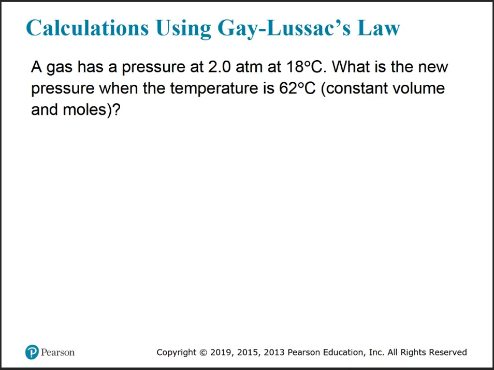Let's do a sample question. I want you guys to set up the whole question. So you have gas, the pressure is 2 atmospheres, and the temperature is 18 degrees Celsius. What is the new pressure when the temperature is 62 degrees Celsius with constant volume and moles? So don't forget, change those Celsius to Kelvin and figure out what the new pressure is. I will slowly start setting up the problem, and I want to see what you guys get.